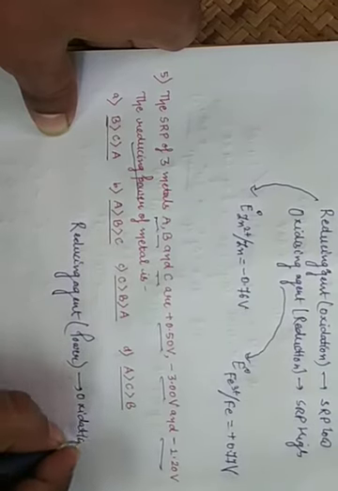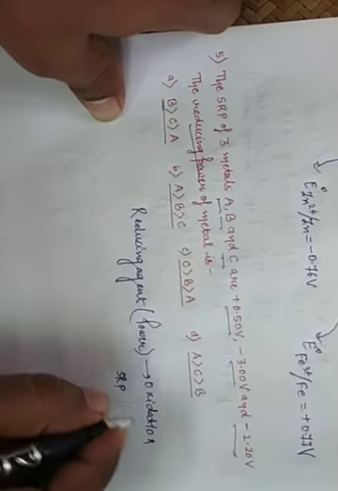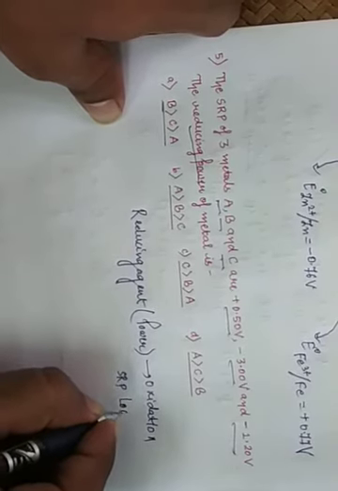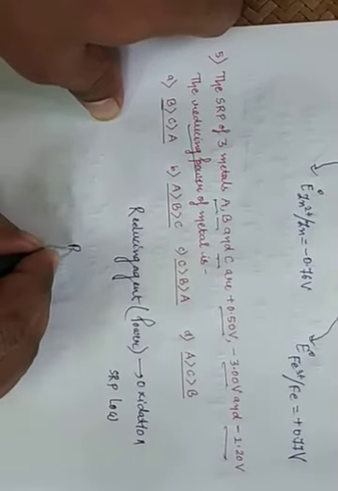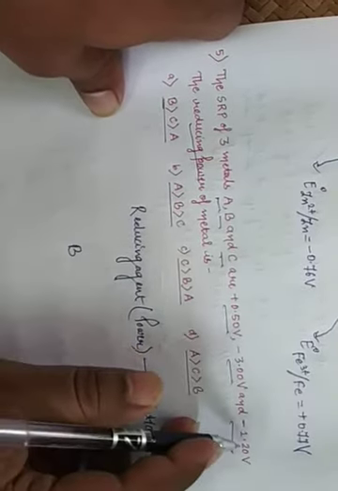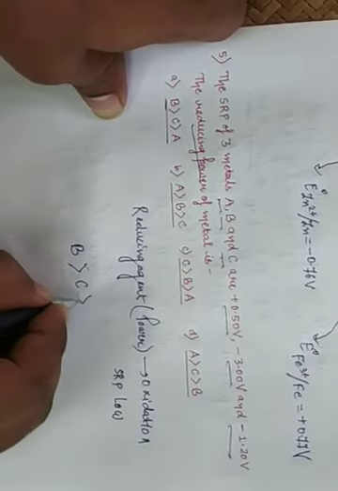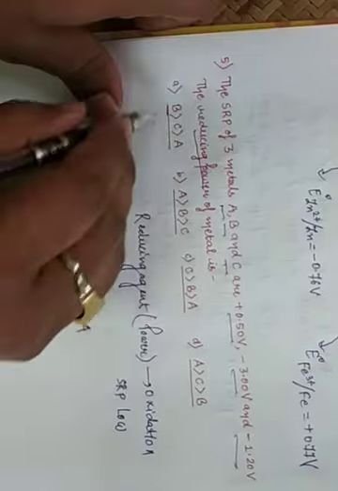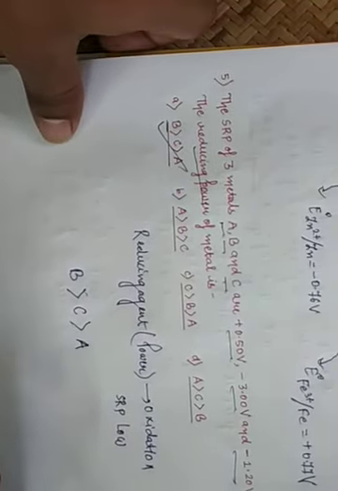And in oxidation, what do we check? SRP is what? Low. So which has the lowest SRP? 3. That means 3 is what? B. Then which is next? C. And then A. The option is what? Option is A. Clear? So there are 5 questions based on the SRP.